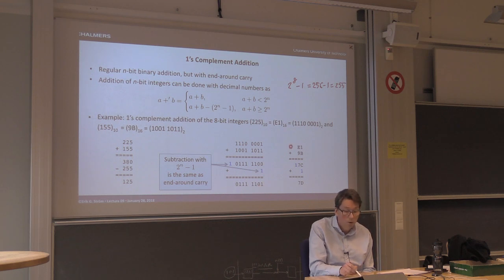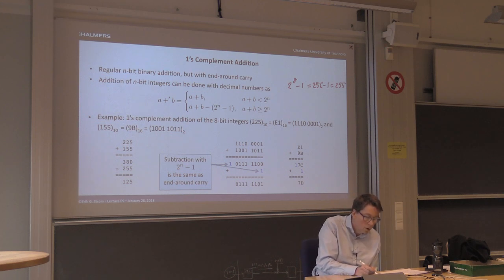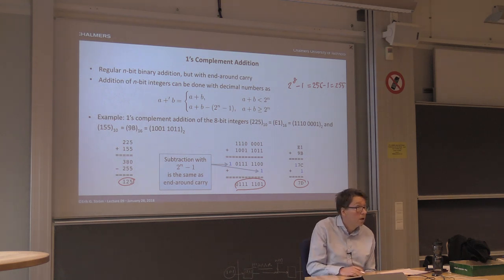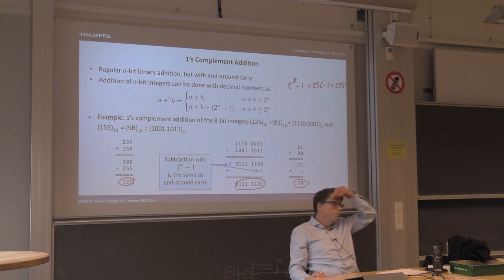Okay. If we want to do that in hex, we get the same. We get a carry of 1, and we put that here, and then we get this. And of course, 125 in decimal is this in binary, and this is in hexadecimal. Okay, so it's the same thing. So whatever you do, you can pick and choose your favorite way to calculate this. Questions?